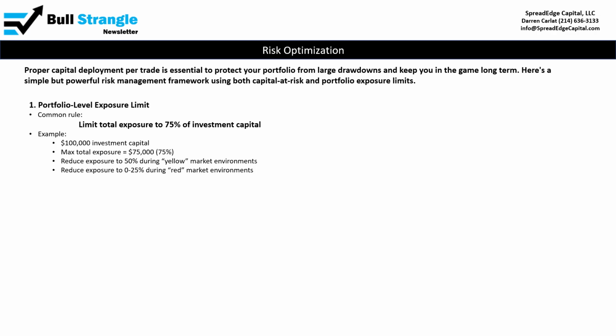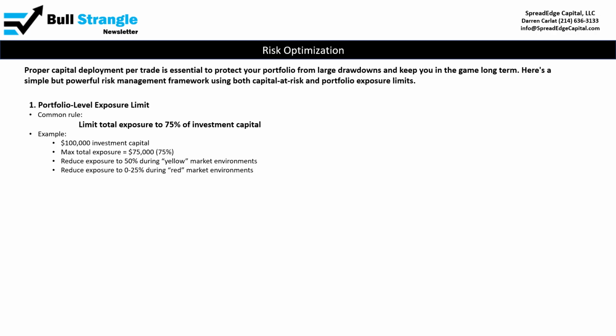So on this page and in the next several, here's a simple but powerful risk management framework that uses both capital at risk and portfolio exposure limits. And the first one that we're going to go through is a portfolio level exposure limit. And the rule is that we're only going to have 75% of our capital invested at any given point in time. So the example is pretty simple, right?